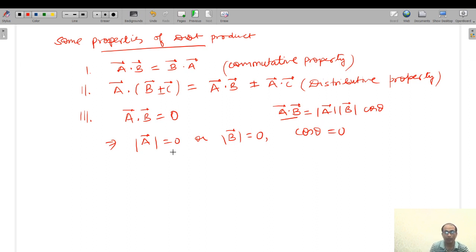इनमें से किसी एक को 0 होना पड़ेगा, ठीक है, तभी A dot B 0 हो सकता है. And if these two vectors are given, ऐसा यदि दिए हुए हैं दोनों vectors और उनका magnitude 0 नहीं है, in that case cos theta should be equal to 0. So angle between them should be equal to what? 90 degrees. So if cos theta is 0, that means theta is what? 90 degree. So in some problems you may be asked to find out if the vectors are orthogonal or the vectors are perpendicular. So this is the condition of perpendicularity.